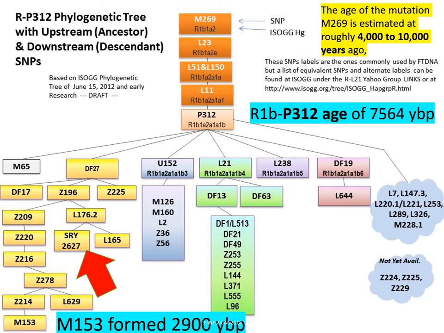Here's a chart that shows M269, but it takes the top five groups and just puts them in a straight line and not showing the branching. And then it shows the subgroups, and you notice as you get down in the chart, they quit dropping that longer label. They just have the short label. And for the longest time, that SRY2627, where the red arrow is, was where my family was shown to be, my Y chromosome. And they were showing around 5,000 years ago was when that occurred.